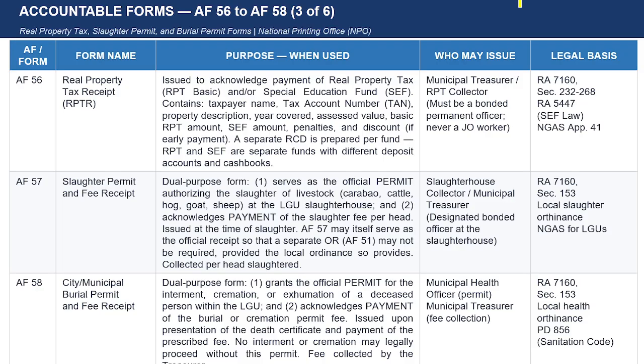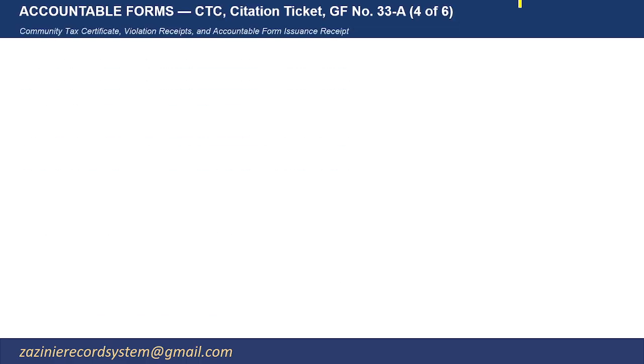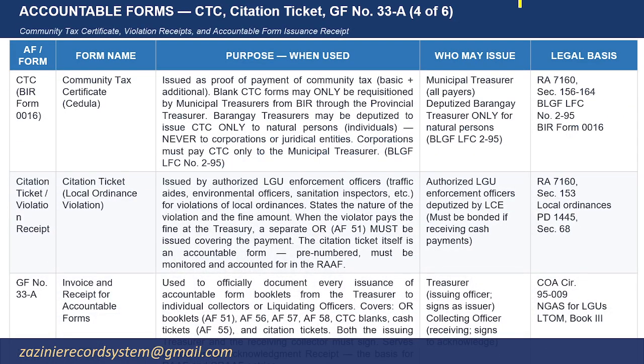Accountable Form 58, the burial permit and fee receipt, is likewise dual purpose: the official permit for interment, cremation, or exhumation, and acknowledgement of payment. Each of these three forms combines a regulatory permit with revenue collection, and must be handled with the same accountability as Accountable Form 51. Next slide.